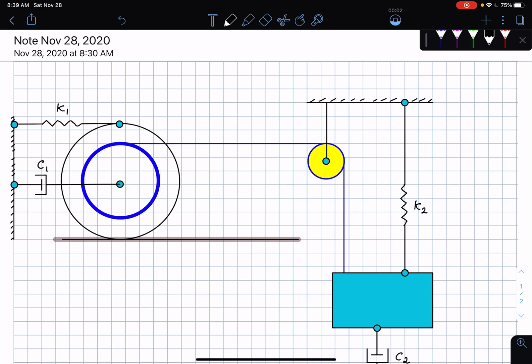Hello everybody, I hope all of you are doing well. So today we are going to solve a problem on rigid body vibration or for small oscillatory motion.